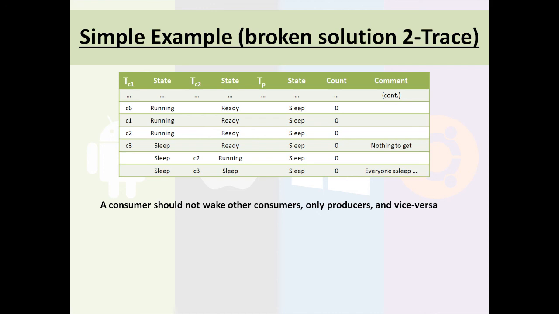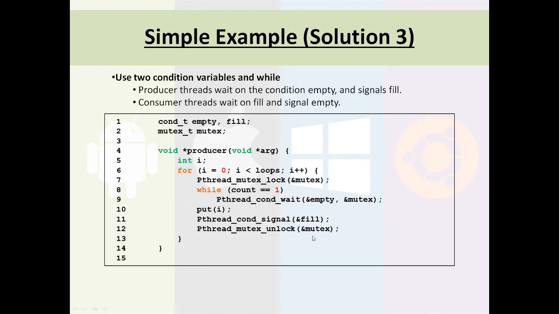So the issue here is that no consumer should wake up other consumers, nor should producers wake up other producers. The ideal scenario that we want to enforce is that consumers wake up producers and producers wake up consumers. So how do we do that? Well, the simple solution is just to utilize two separate condition variables instead of having both operating on the same one, as well as that while loop, of course. So it's a pretty small change, but it definitely changes it quite a bit.